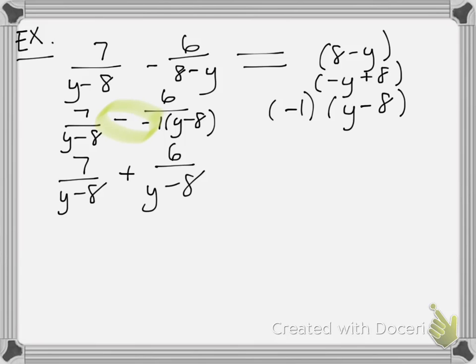Can I combine terms now? Yes, absolutely. So this gives me 13 over y minus 8.